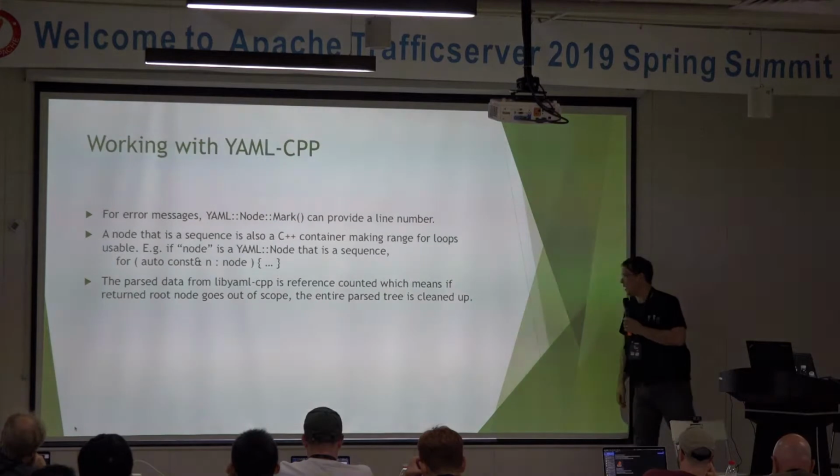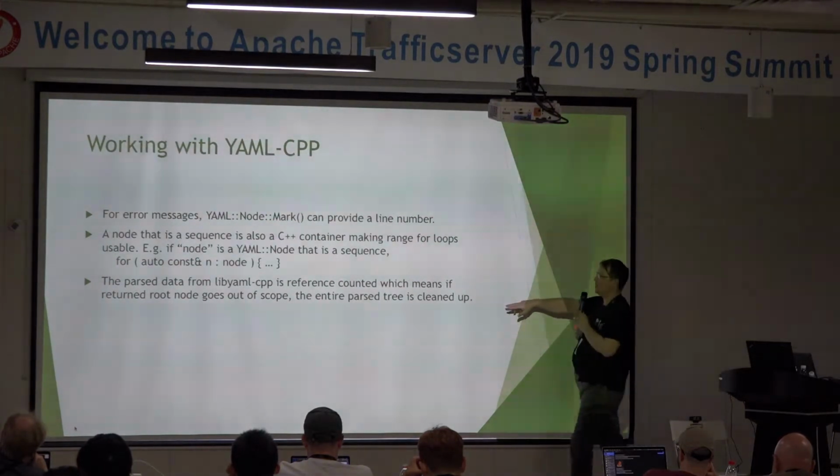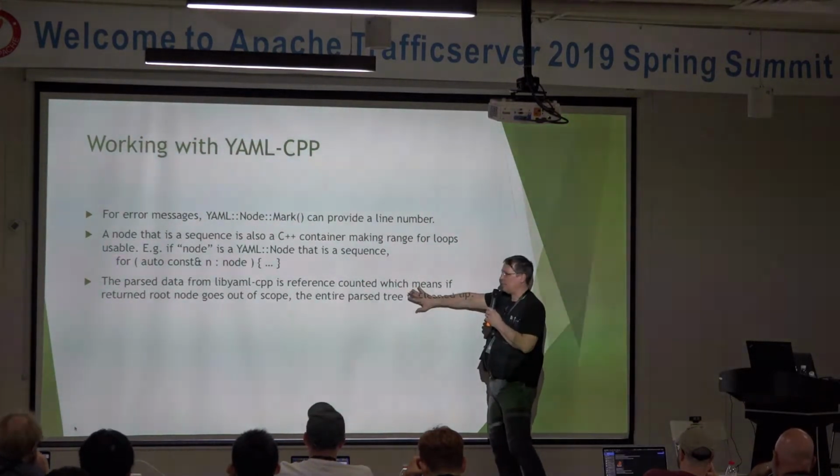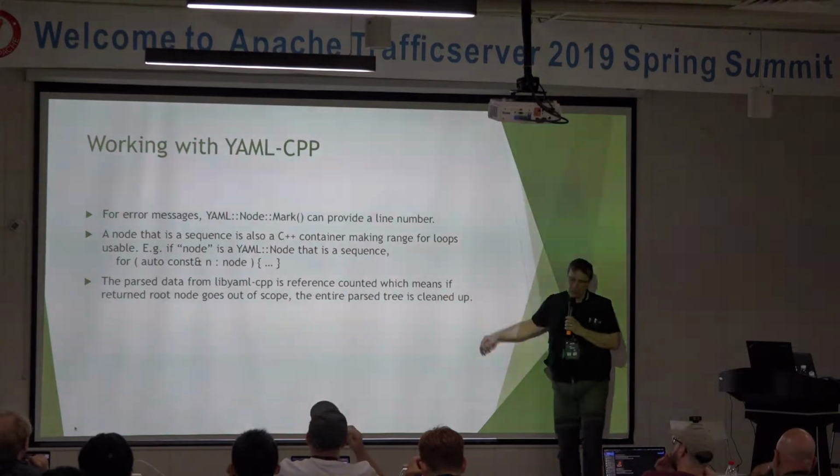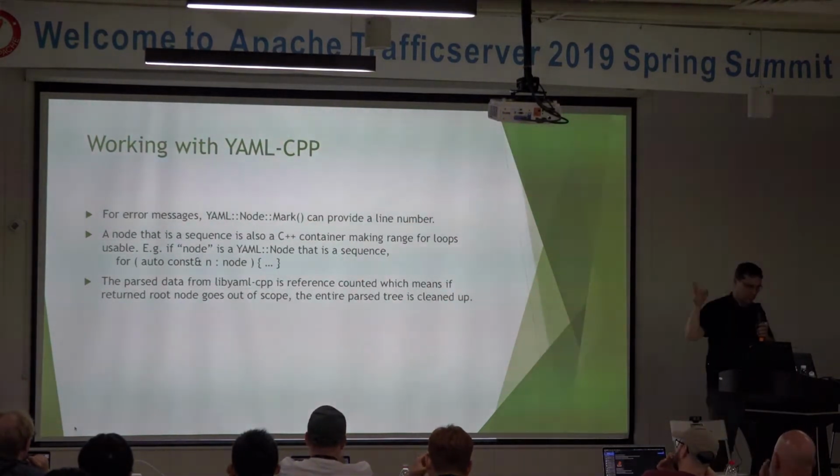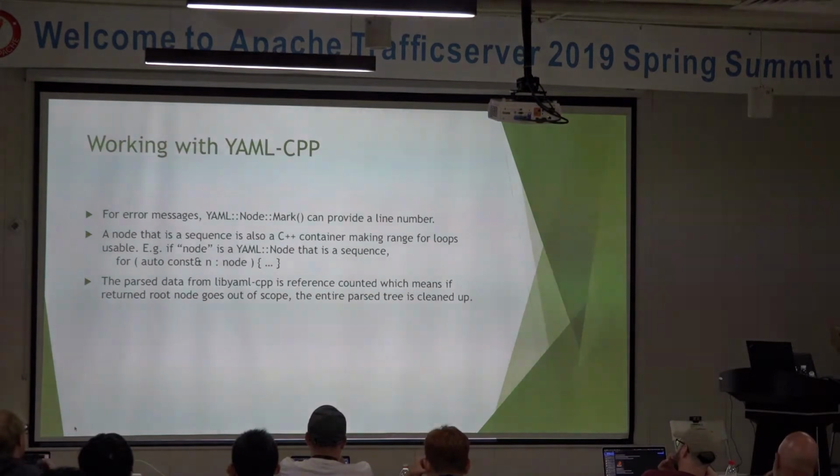Right, oh, this one burned somebody. Rushford told me I had to tell you guys this. So these nodes are all reference pointers and smart pointers, so if you lose the root node, the entire tree disappears too. So if you're passing pieces of that tree to other functions, make sure somebody still has the root node.